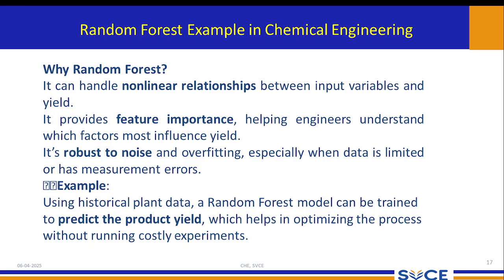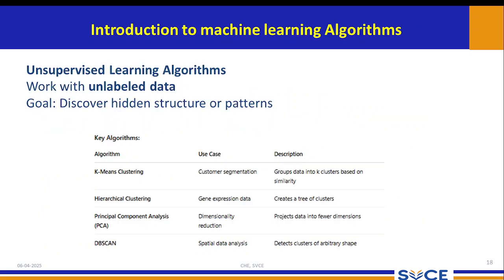With the historical data, we can predict the product yield, which helps in optimizing the process without running costly experiments. Underline the words costly experiments. So with the previous input data, we can use this model. To find the reaction yield in chemical engineering, we can go for a random forest.